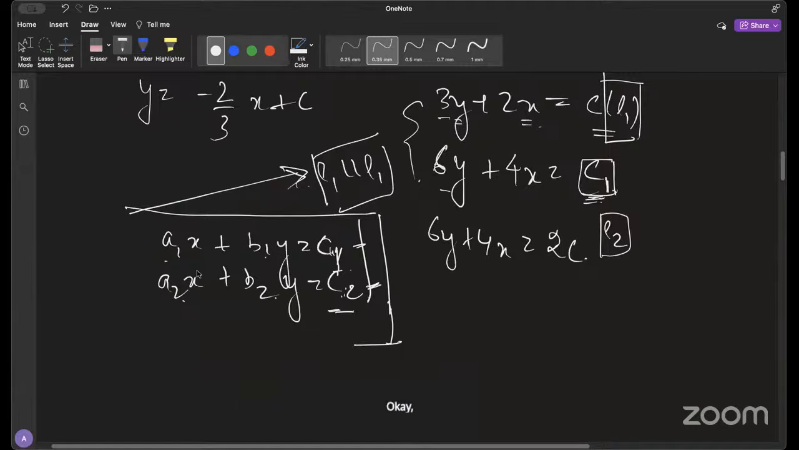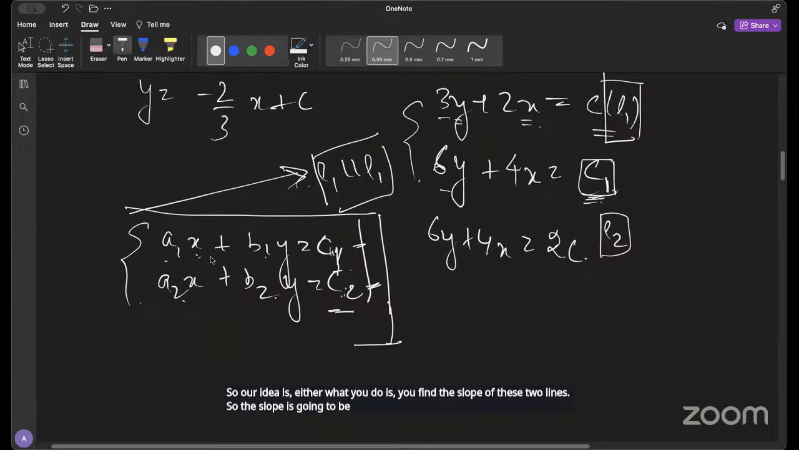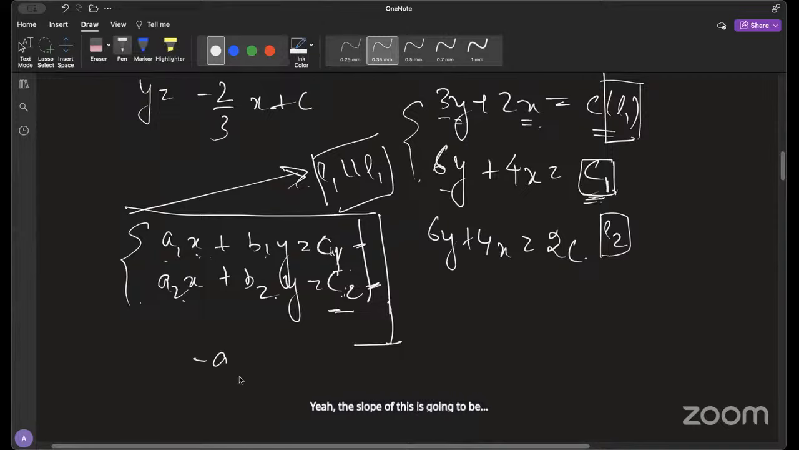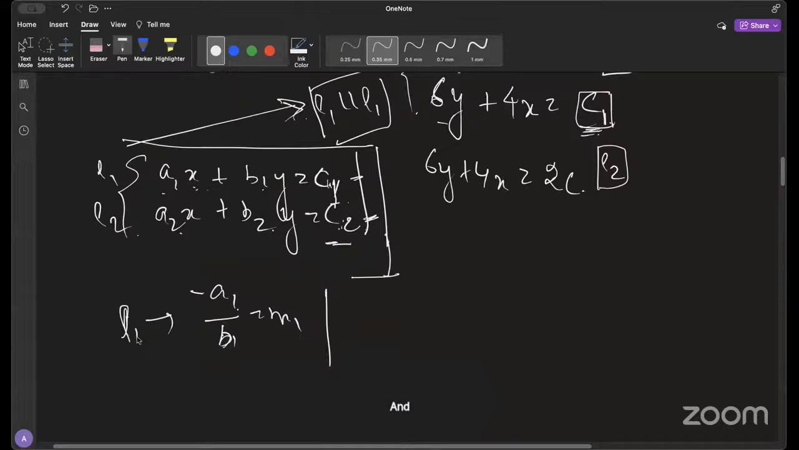Okay, see what happens, I'll clarify it here. Let's just say you have these two lines. Our idea is that you find the slope of these two lines. The slope of the first line, L1, is going to be minus a1 by b1. This is L1, this is L2. This is M1. And then the slope of the other one, L2, is going to be minus a2 by b2.